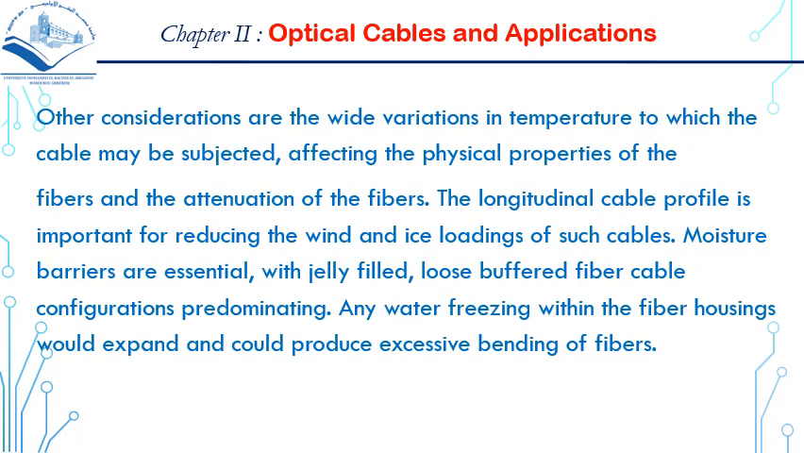Other conditions are the wide variations in temperature to which the cable may be subjected, affecting the physical properties of the fibers and the attenuation of the fibers. The longitudinal cable profile is important for reducing the wind and ice loadings of such cables. Moisture barriers are essential, with jelly-filled, loose buffered fiber cable configurations predominating. Any water freezing within the fiber housings will expand and could produce excessive bending of fibers.